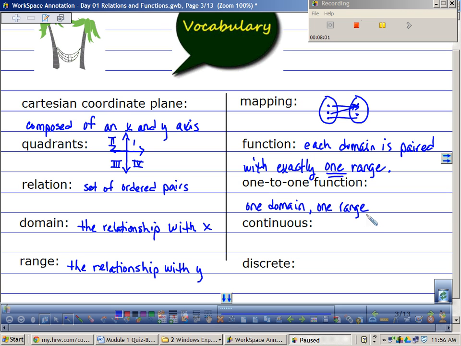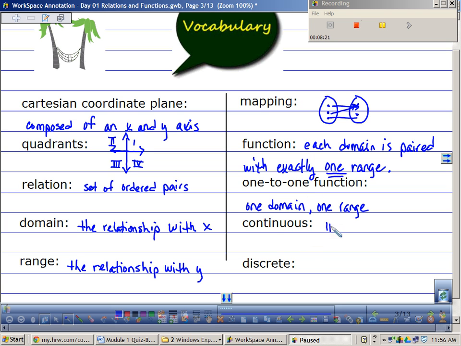So on that pizza menu, no pizza is the same price. If it's pepperoni, it's a different price than sausage. That's a one-to-one function. Okay? Make sense? Everybody gets their own price.